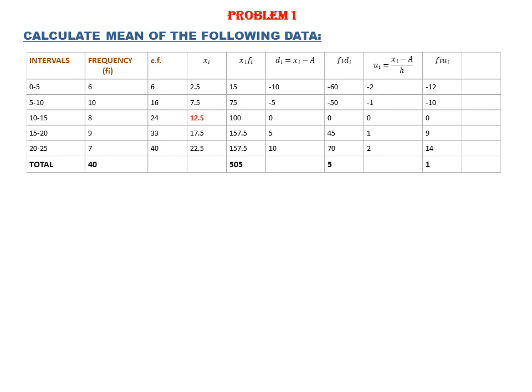So the intervals are 0 to 5, 5 to 10, 10 to 15, 15 to 20, 20 to 25. And the corresponding frequencies are 6, 10, 8, 9, 7 respectively. Okay. Now you have to calculate the mean of the following data. We can calculate the mean using any of the formulas, but in this question particularly, I am doing all three formulas so that you'll understand how to apply any of them. Okay, so let's see the first formula, the direct method.